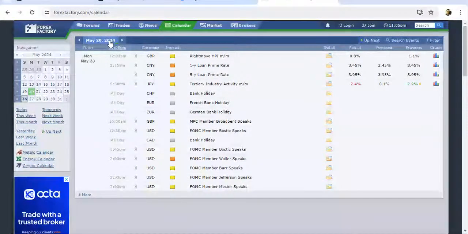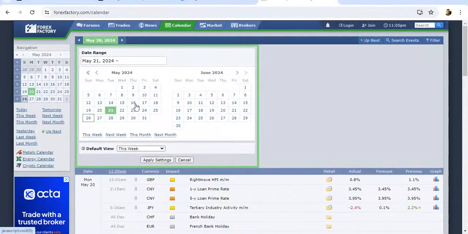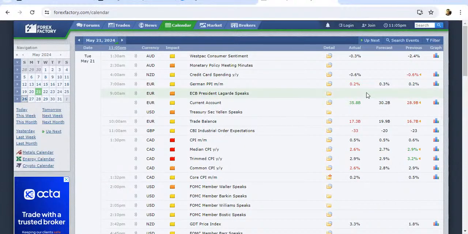Let me go to last week Tuesday. I want to pick a high impact news as an example. Last week Tuesday, now you can see this CPI on Canadian dollar. Can you see my screen? All right, you can see CPI on Canadian dollar, right? Now you can see we have how many high impact news? One, two, three, right? And they are all happening at 1:30 p.m.